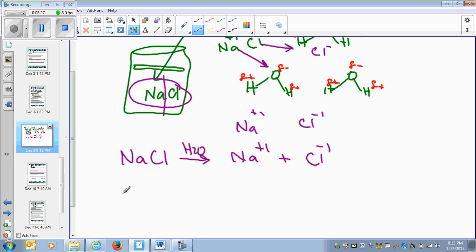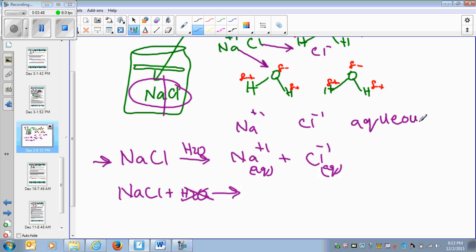Notice that I did not write NaCl plus water because I am not writing a chemical equation. It is not a chemical reaction. It is a solution. It's a physical mixture. So when I write sodium ion, I write AQ at the bottom, and this AQ means aqueous. Aqua means water. So basically what this is telling me is that sodium is dissolved in water and chloride is dissolved in water. So it is water that did this.